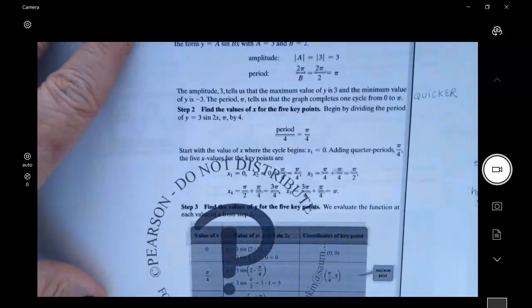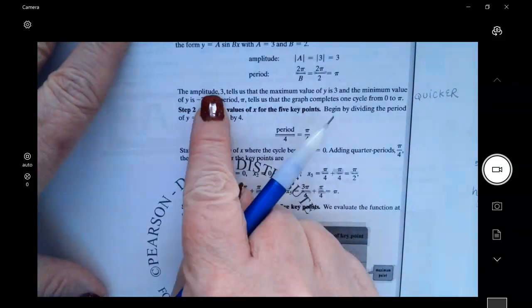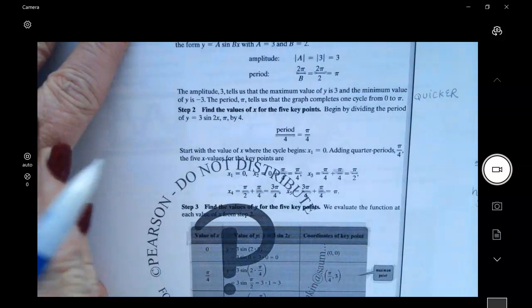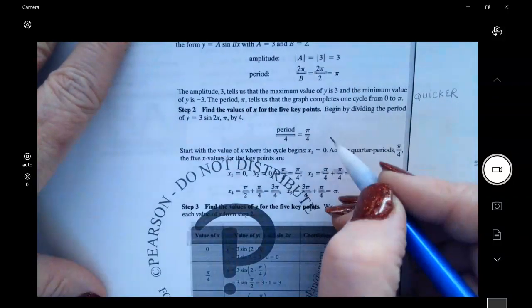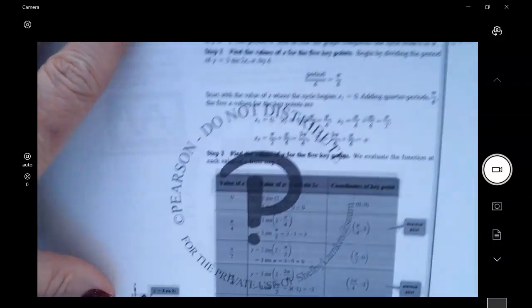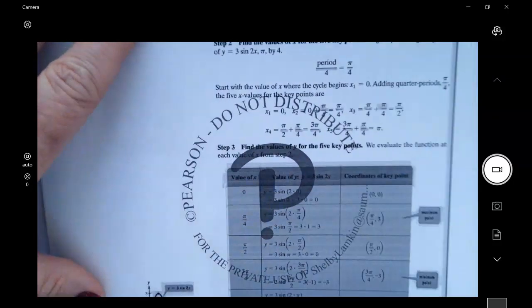That means that it's going to go through all of its cycle quicker. It's going to go through all of its values between 0 and pi. To find those values, we're going to start here.